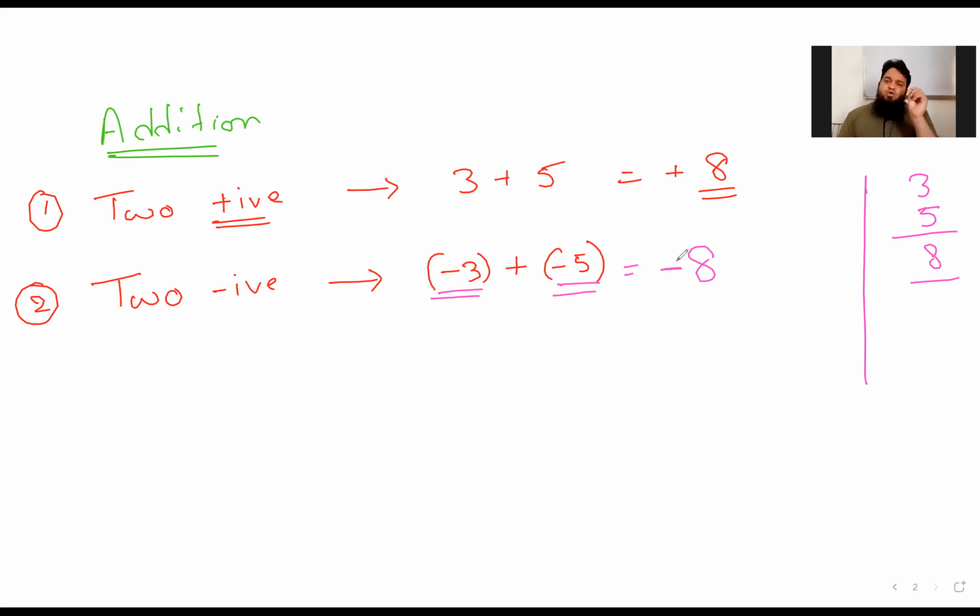Remember carefully, when you add two positive numbers, add the two numbers and keep the common sign, that means plus. If you are adding two negative numbers, same concept, add the two numbers and then keep the common sign, negative.